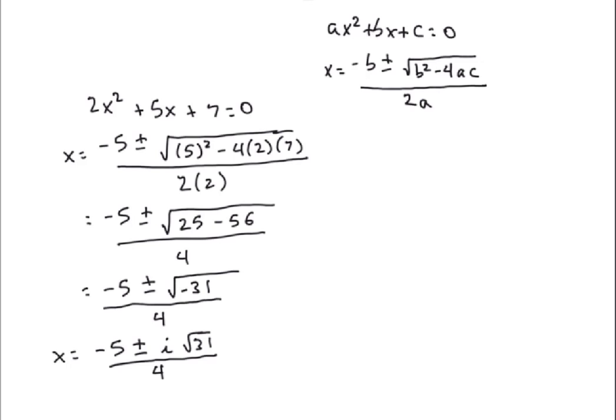So whatever happens inside the square root is going to determine how many solutions you have. If you get a positive number inside the square root, you're going to end up with 2 real solutions. If you get a negative number inside the square root, you're going to end up with 2 imaginary solutions. If you get a 0 inside the square root, then you're going to get 1 single real solution.